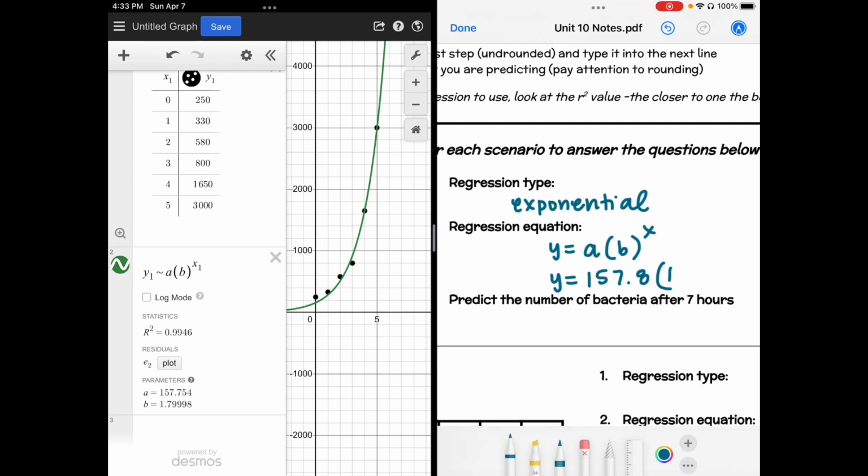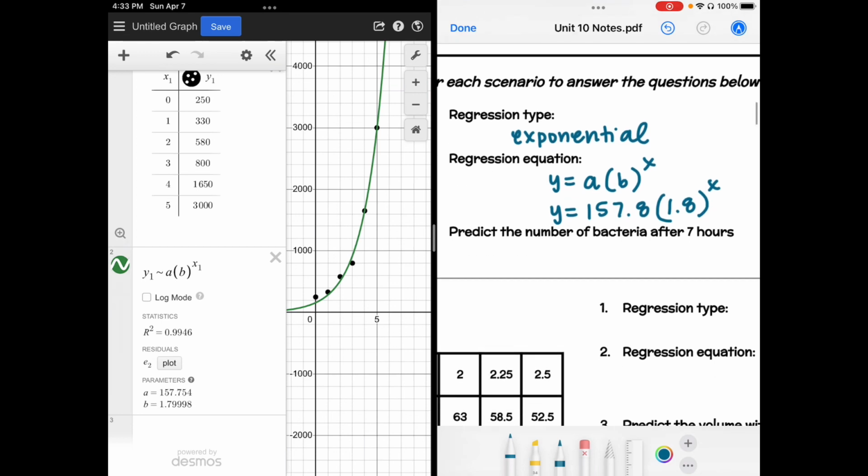And the b value is 1.8 if we round it. And we're going to have to the x. Okay, so that gives us a whole equation that can match this set of data the best possible.